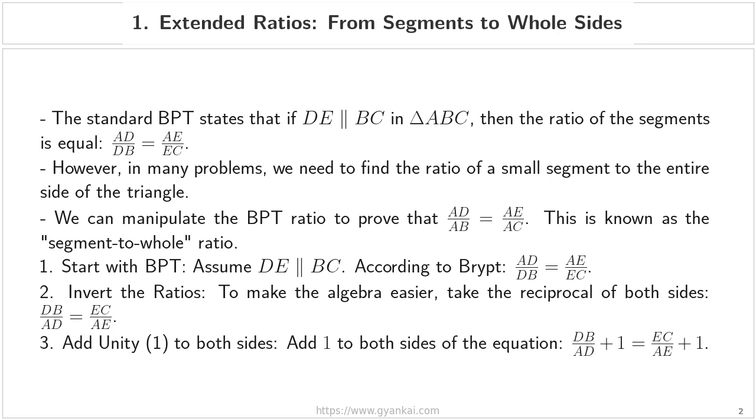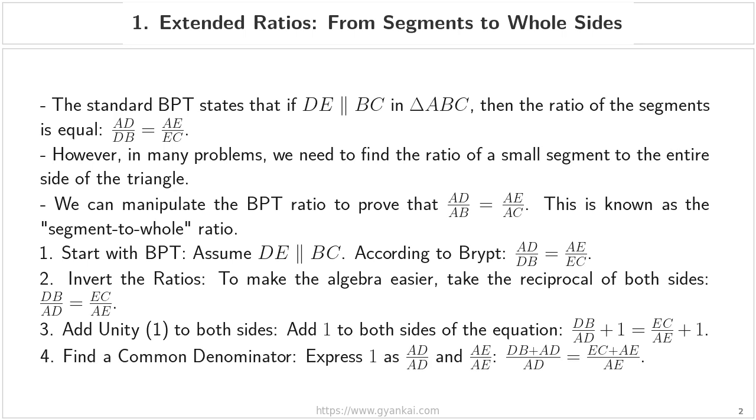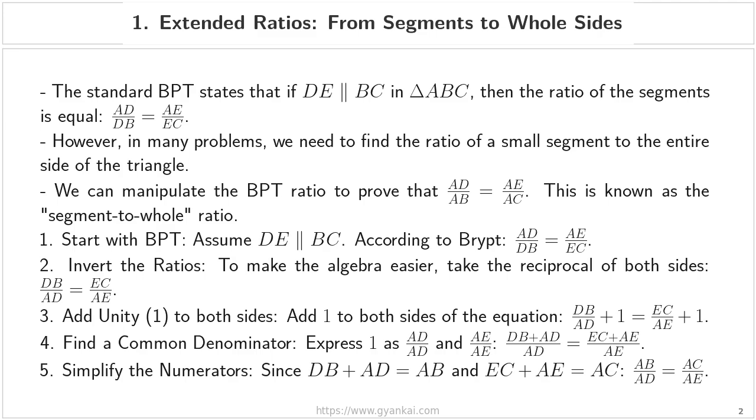Third, we use a very useful algebraic trick. We add unity, or simply the number 1, to both sides of the equation. So, DB over AD plus 1 equals EC over AE plus 1. Fourth, to combine these terms, we need to find a common denominator. We can express the number 1 as AD over AD on the left side and as AE over AE on the right side. This transforms our equation into DB plus AD, all over AD, equals EC plus AE, all over AE.